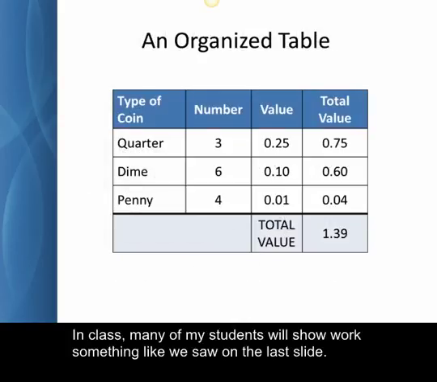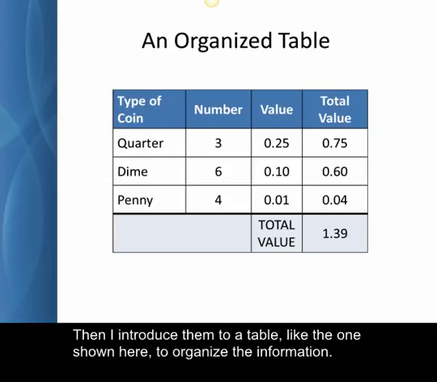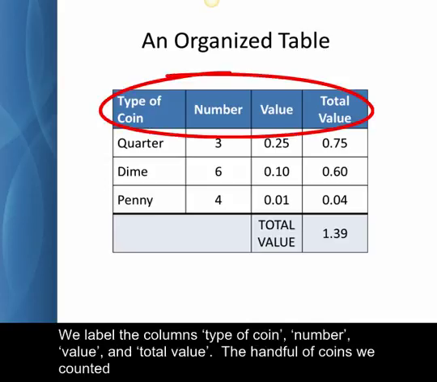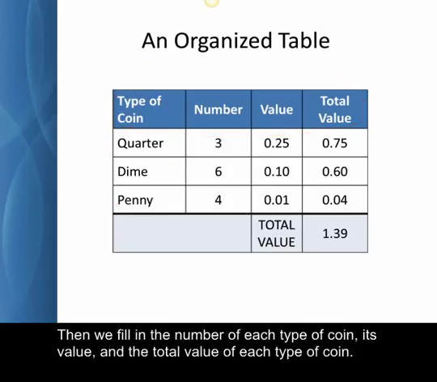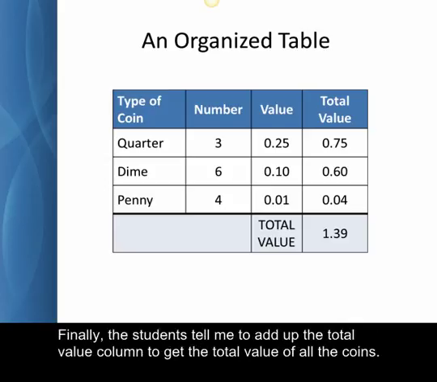In my class, many of my students will show work something like we saw on the last slide. Then I introduce them to a table like the one shown here to organize the information. We label the columns type of coin, number, value, and total value. The handful of coins we counted had quarters, dimes, and pennies, so we write the coin names in the type of coin column. And then we fill in the number of each type of coin, its value, and the total value of each type of coin.